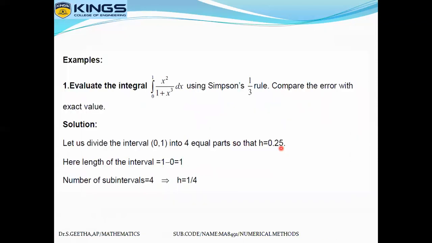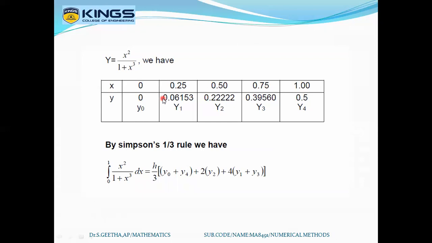Here, the function is x square by 1 plus x cube. This is the integrand, y equal to x square by 1 plus x cube. We find the tabulated values. We start from 0 because the limit is 0 to 1. With this 0, we add the value of h, so 0.25. With this 0.25, we add h. Similarly, we find the values of x.